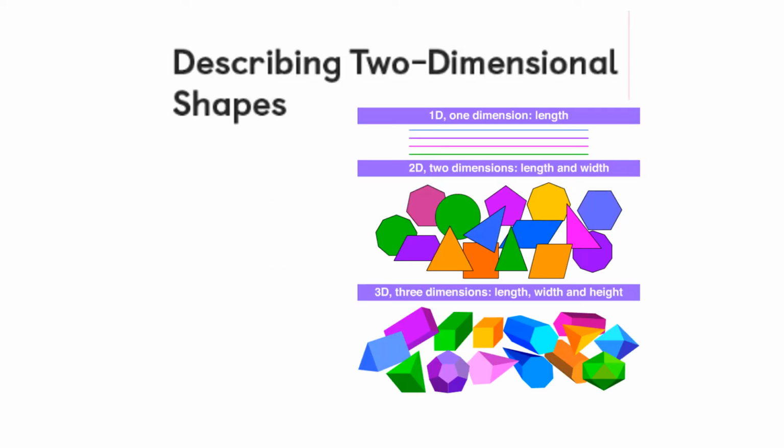Today, Year 3, we are going to be describing two-dimensional shapes or 2D shapes. These are shapes with 2 dimensions, length and width. Here are some examples. So 2D shapes are flat shapes that we cannot hold.